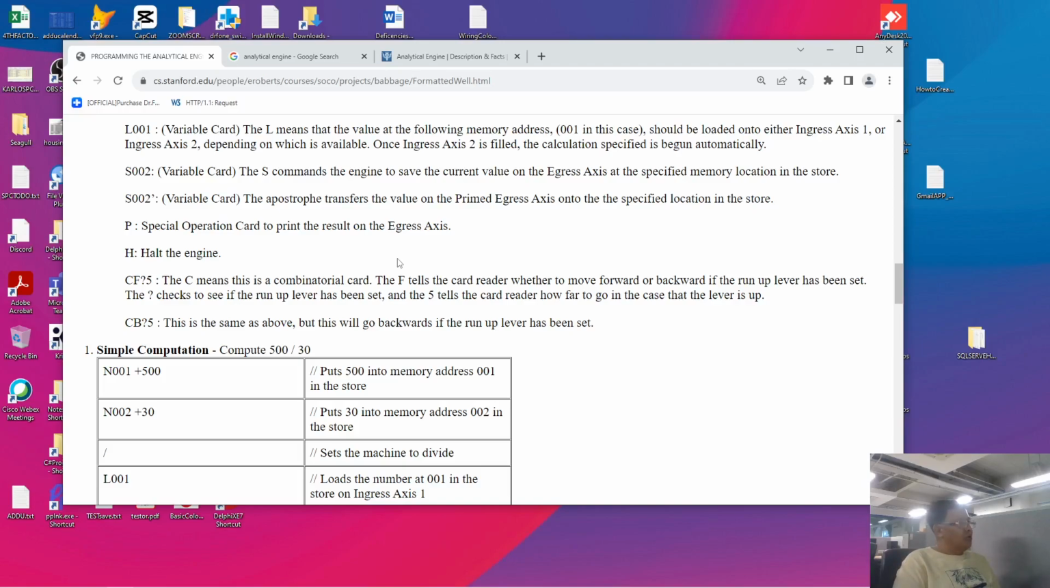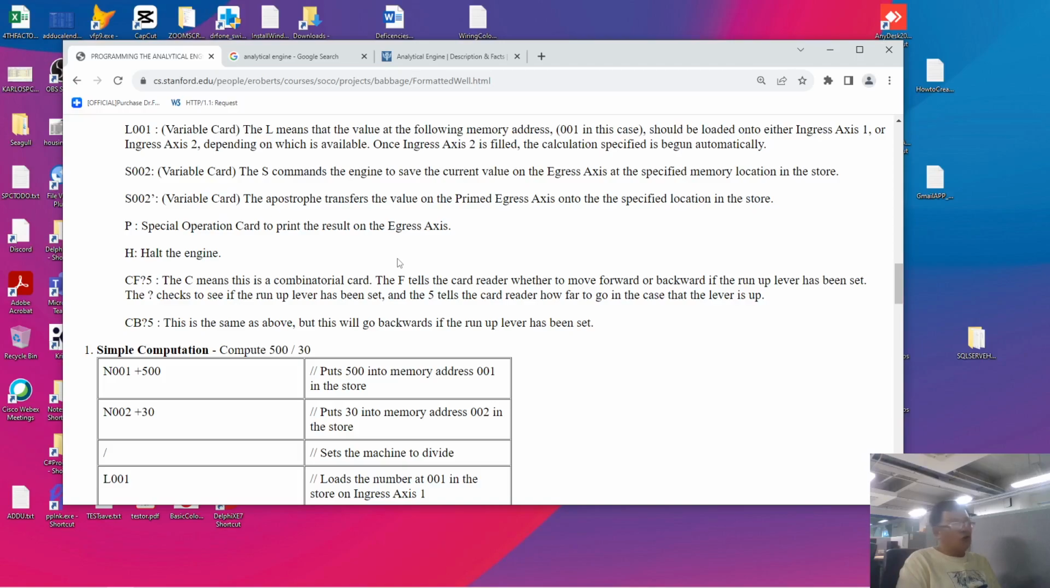There are also combinational cards CB and CF. For each combinational card, you can have a conditional and an unconditional combinational card. We can distinguish a conditional card from an unconditional one because of what follows the CF or the CB. CF question mark means conditional. CF plus means unconditional. In this example, when you say CF question mark 5, we mean move forward.